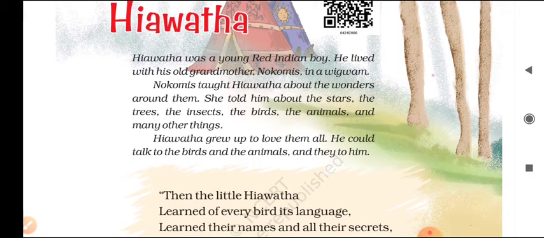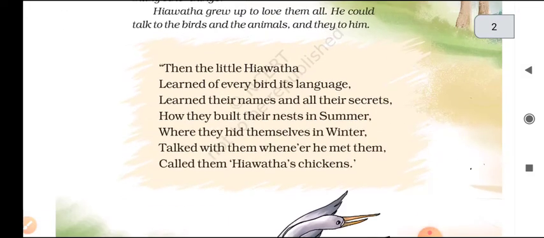Hiawatha was a young red Indian boy. He lived with his old grandmother, Nokomis, in a wigwam. Nokomis taught Hiawatha about the wonders around them. She told him about the stars, the trees, the insects, the birds, the animals, and many other things. Hiawatha grew up to love them all. He could talk to the birds and the animals, and they to him. Now let's read the poem.